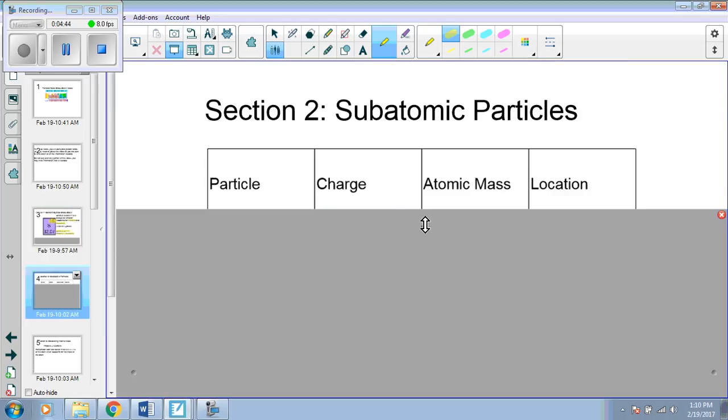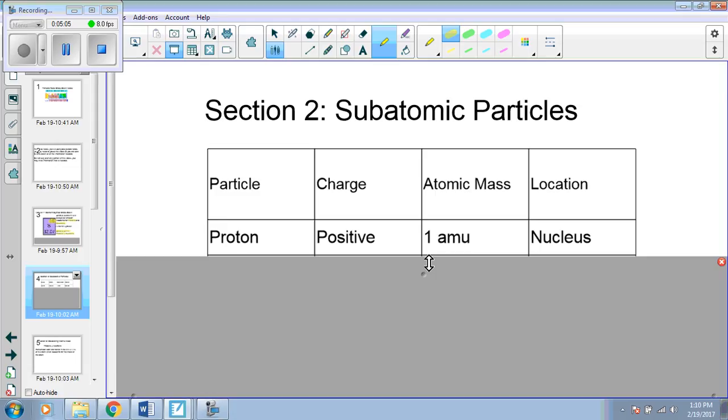Okay, do not forget about this portion. Alright, write this down again in your notes. Although we have it back in section 1, write it down again. Make sure you guys are aware of the 3 subatomic particles that compose an atom, their charges, atomic mass, and location.